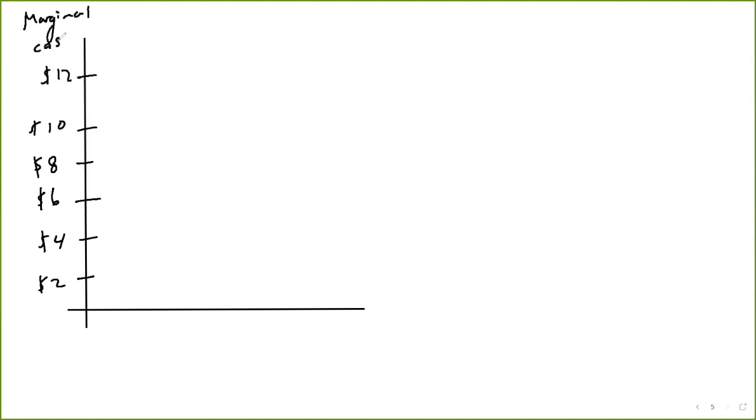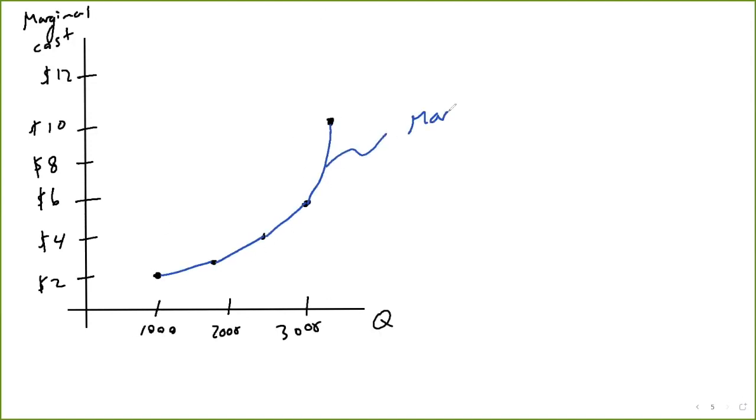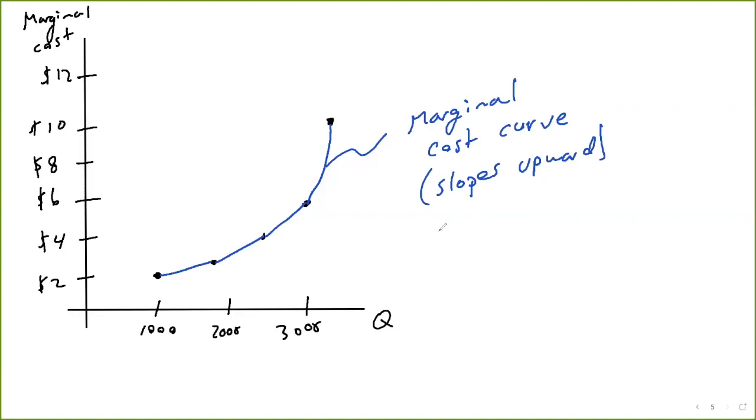And once again, we'll plot marginal cost. And what we get is what we call the marginal cost curve. And notice that the curve slopes upward, or increases at an increasing rate. And this is a general property of the marginal cost curve because of the marginal product of labor decreasing. So why is the marginal cost curve important?